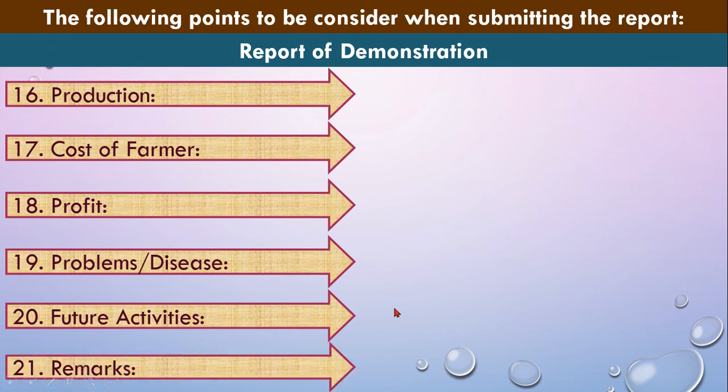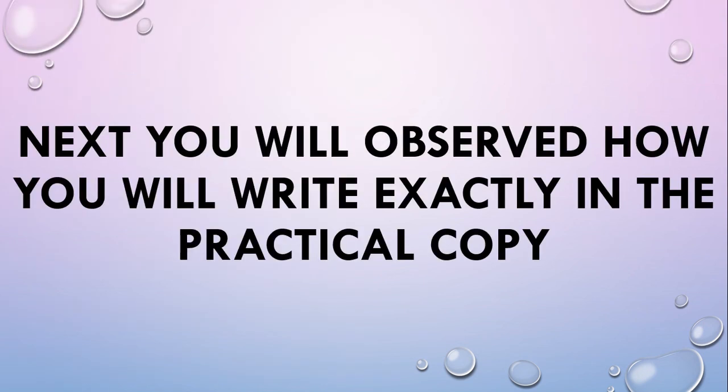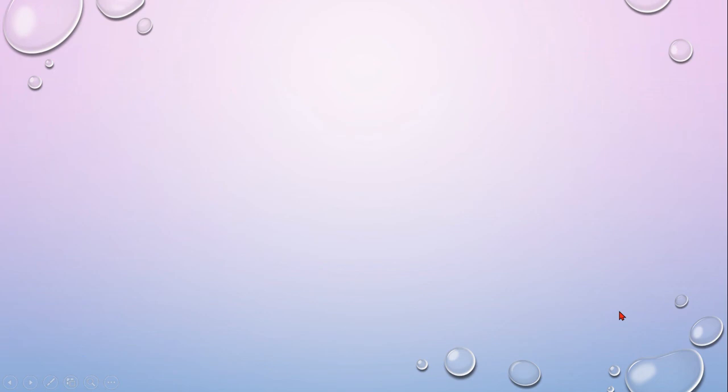And then remarks. If the place you visit is good, then write down good management. If you observe the place is not well managed, then you can write down bad management or moderate management. So this type of report you have to submit after returning from the visiting place. Next, you will observe how you will write exactly in the practical copy. This is very important. After completing the experiment, you have to write it down like this.